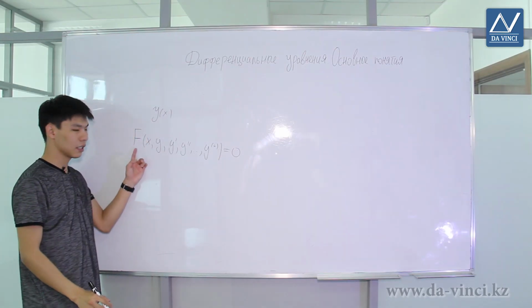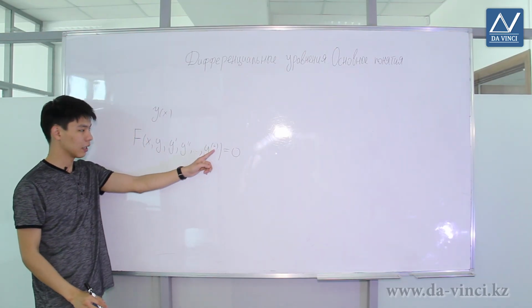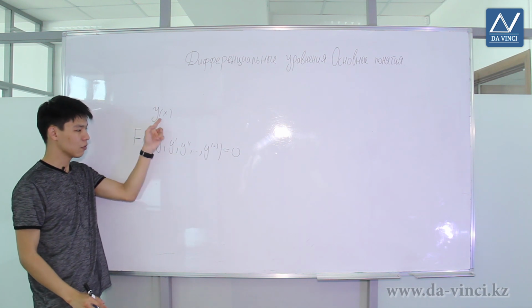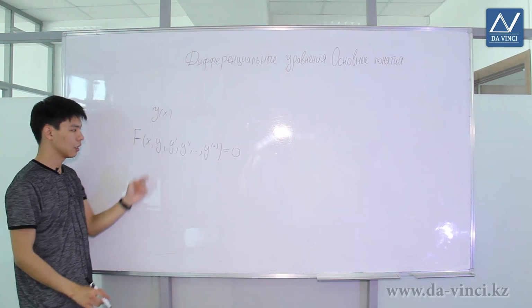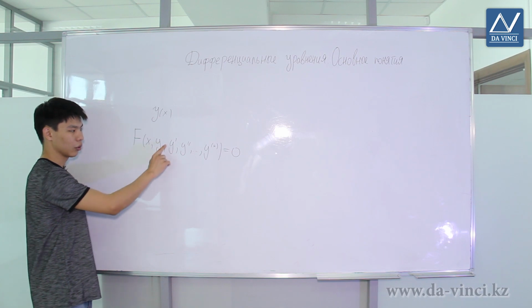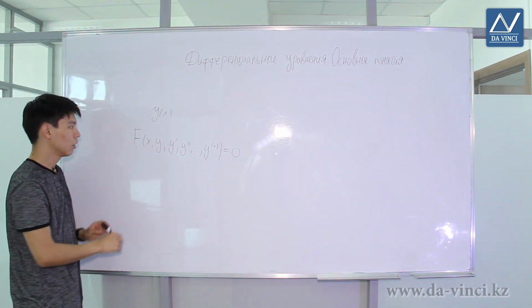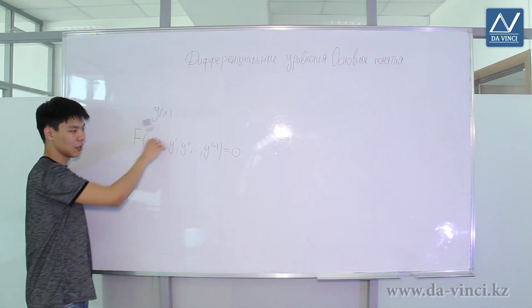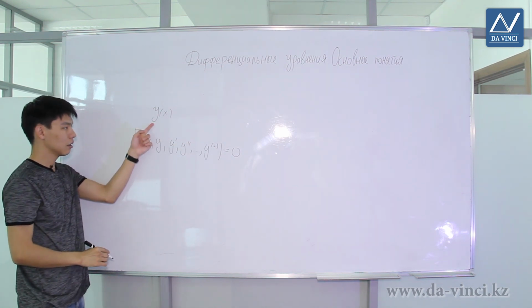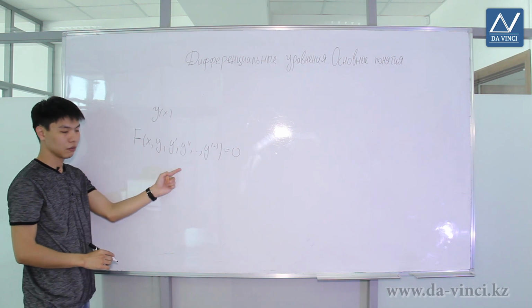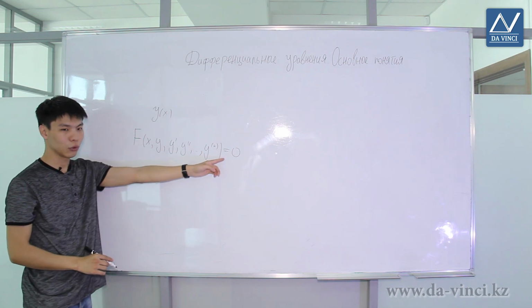Then we can say that we have a differential equation of the nth order. That is, the highest order of the derivative shows the order of the equation. If our equation depends only on the first derivative, then we would call it a differential equation of the first order. The function y of x is called the solution of a differential equation if, being substituted into this expression, it gives us an identity.